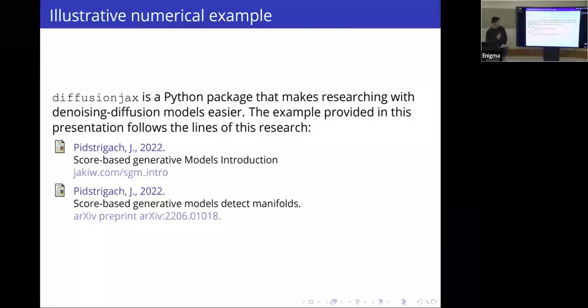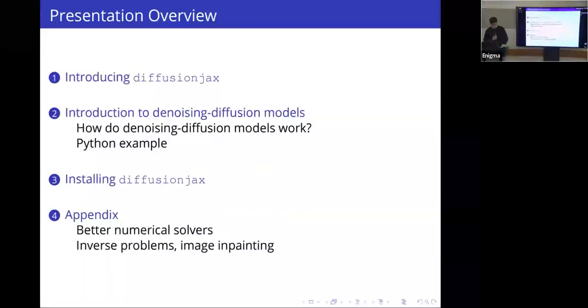So much of this presentation is based off the work by Yaakov Piszczegás, who's in the audience today. It uses one of the examples from his work on score-based generative models on manifolds, and also see the score-based generative models introduction he's got on his blog. If I get the time today, I'll go over some of the extended capabilities of the package, including using inner loops on your numerical solvers, whether that's for empirically better sampling, bias correction, adjustment steps, and then going over inverse problems such as inpainting.